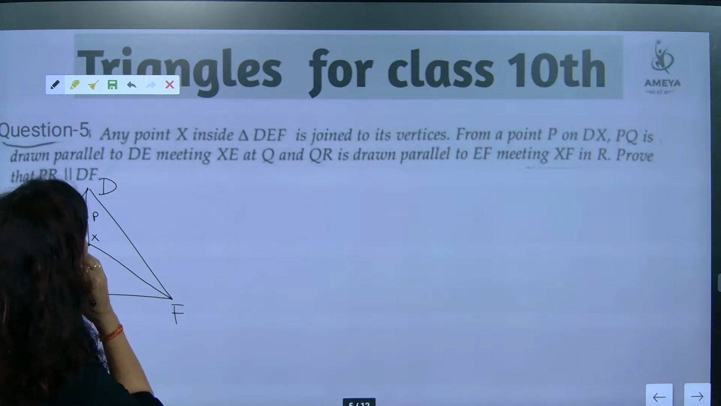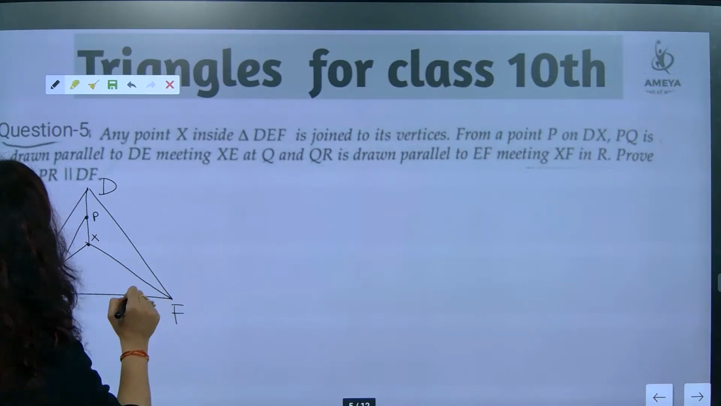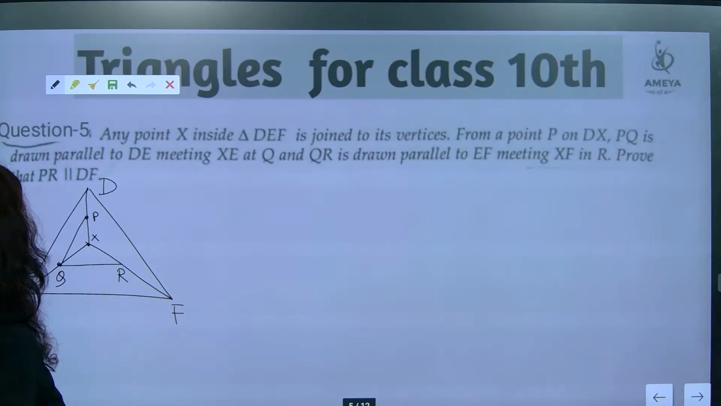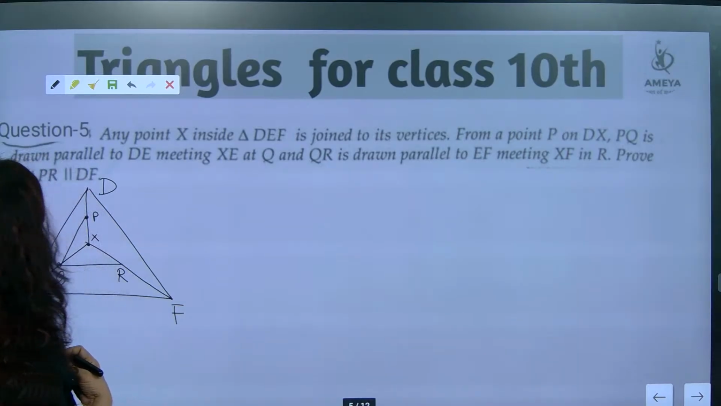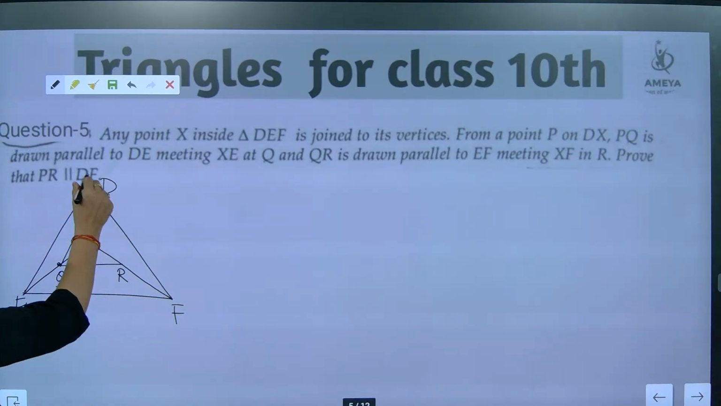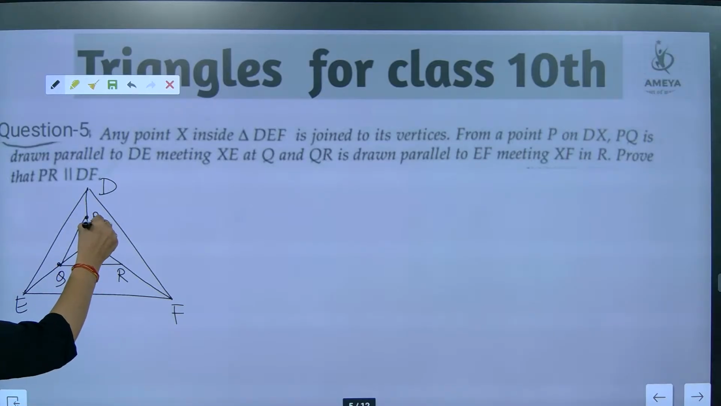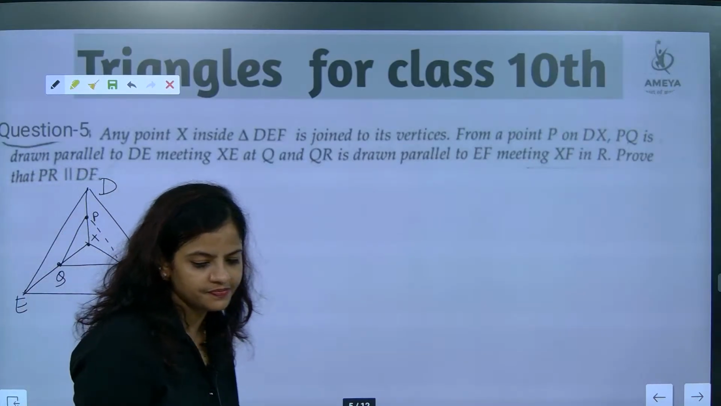After that, what they are telling? Meeting XE at Q, done. Then QR is drawn parallel to EF. QR is drawn parallel to EF. After that, what they are telling? Prove that PR is parallel to DF. This is actually, we need to prove this one. So this parallel to this we have to prove. Okay. So question is easy.